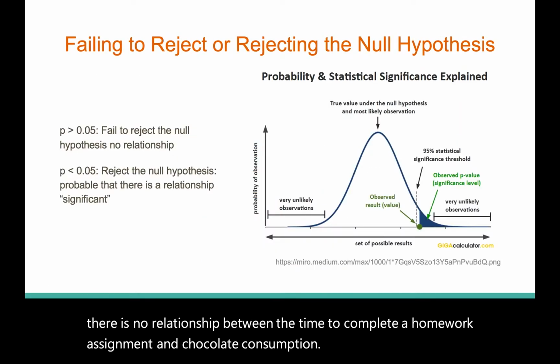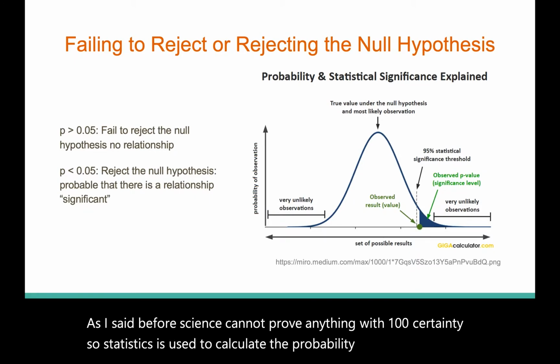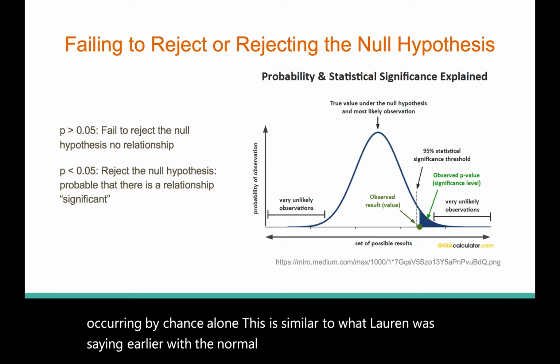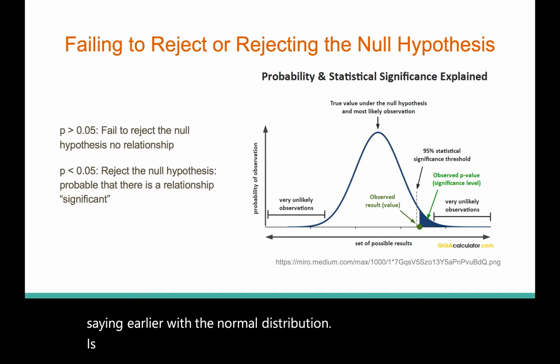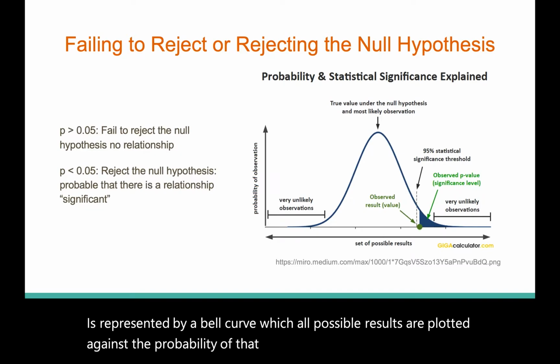As I said before, science cannot prove anything with 100% certainty, so statistics is used to calculate the probability of an event occurring by chance alone. This is similar to what Lauren was saying earlier with the normal distribution. It's represented by a bell curve in which all possible results are plotted against the probability of that event occurring, which is also known as a p-value.